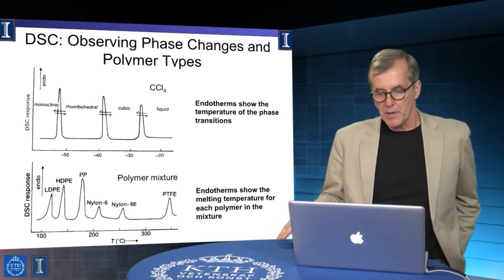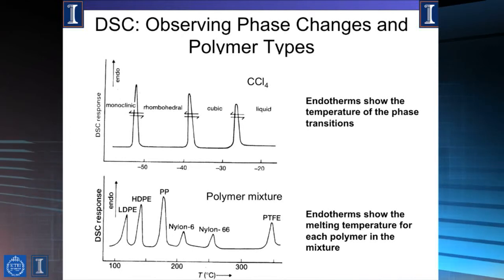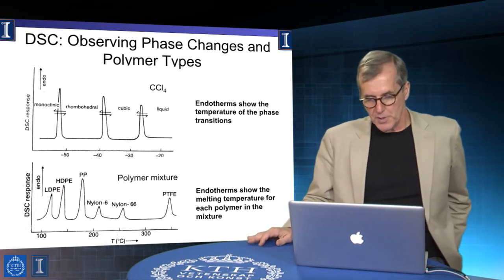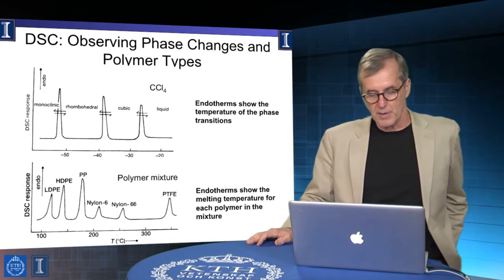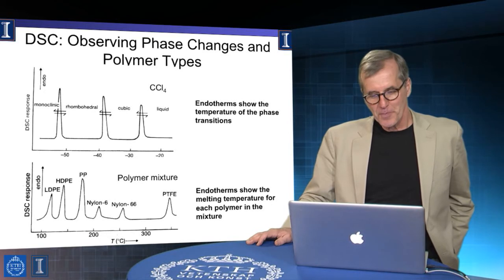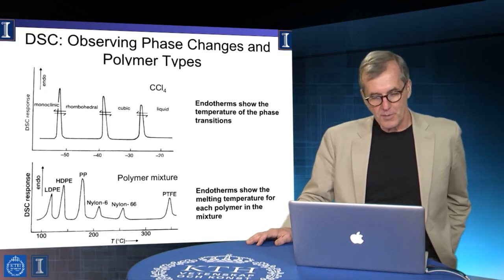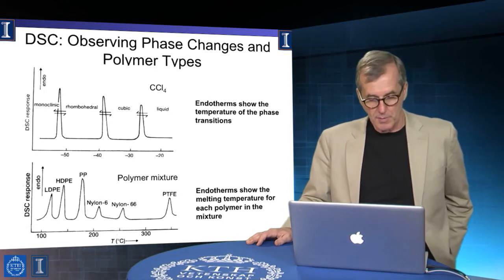Now, here's an illustration of the wide diversity of samples that can be analyzed. The top one is showing transitions to the melting point through several polymorphs of crystalline forms of carbon tetrachloride. I know, not so much of what many of us would consider to be a useful material. It may perhaps be a useful solvent, but not a structural material in any sense. But you can see these polymorphs are running from monoclinic, rhombohedral to cubic, and finally to the melting point.